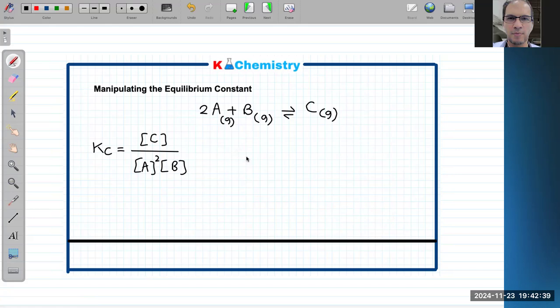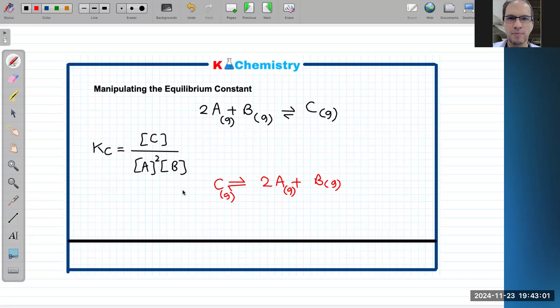Okay, if I want to make a new Kc by reversing the reaction, I will reverse the reaction and write it here. So I'll just put the products instead of the reactants and the reactants instead of the products without changing anything else.